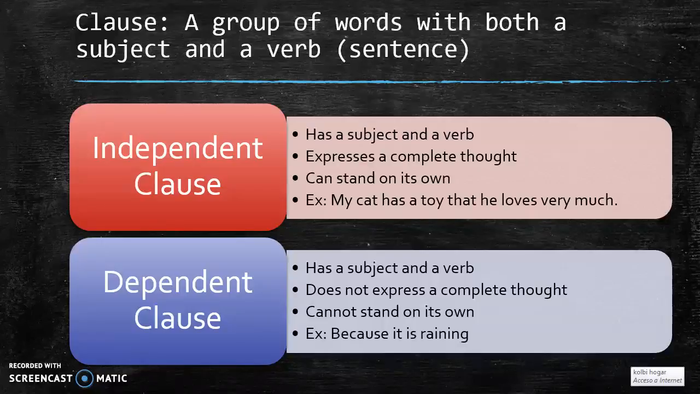Look at the example, because it is raining. If I say that, you're going to wonder what's going to happen. What? Because it is raining, we're not going to have class. Because it is raining, she needs to take an umbrella. So this sentence is in need of another sentence to get the meaning.